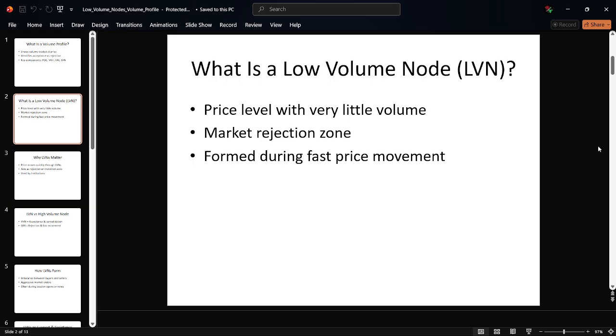So what is a low volume node? It's a price level with very little volume, a marked rejection zone, formed during fast price movement. A lot of ICT traders consider this a fair value gap, a gap between a 3 candle closure. They aren't, they're very wrong about that, but there are definitely better ways to trade it, which is why I'm showing you guys this video. So an LVN is formed from fast price movement, and the only way that you can actually see a lack in buy and sell orders is using volume profile or an order flow chart.